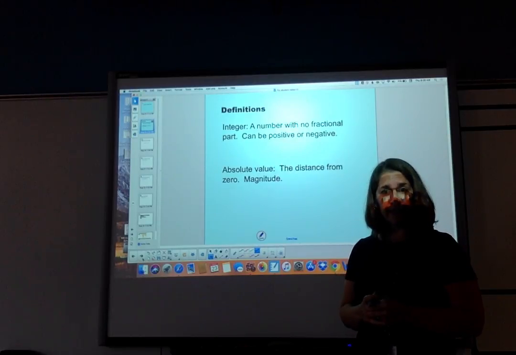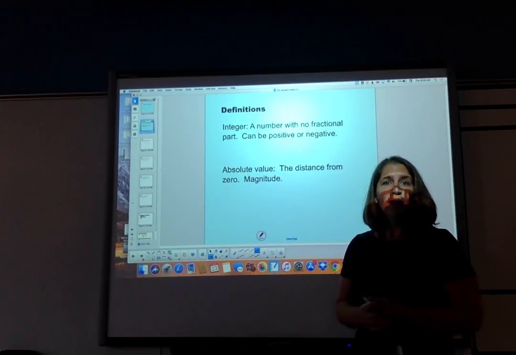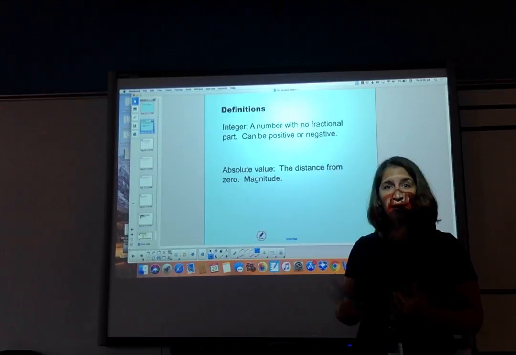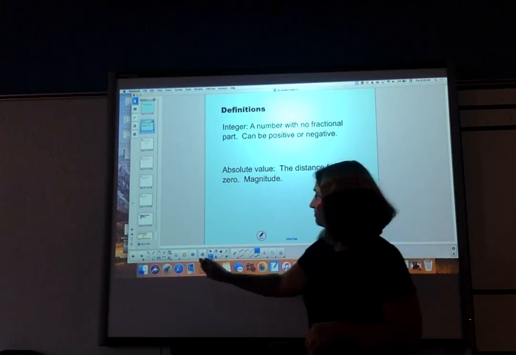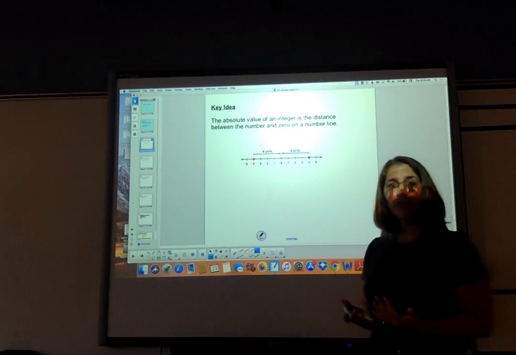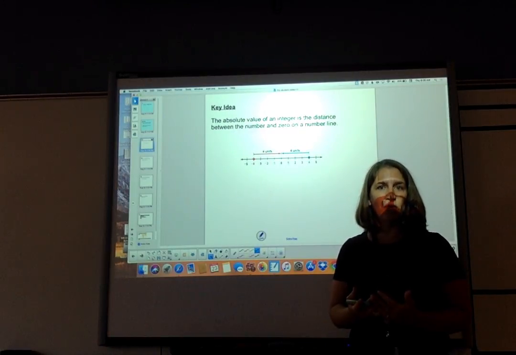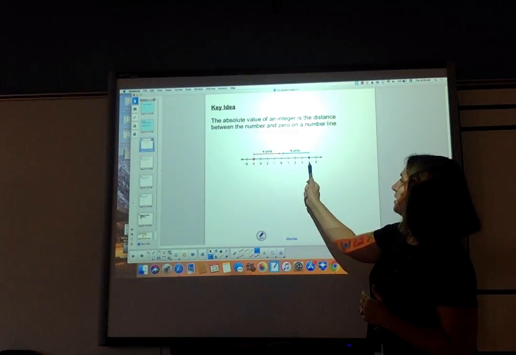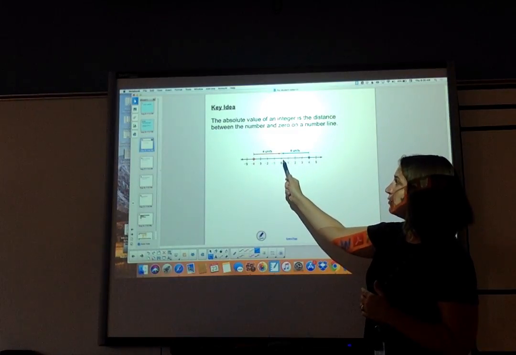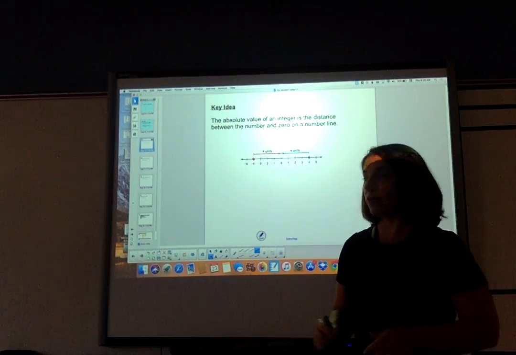Absolute value is your second definition. That's the distance that a number is from 0, or the magnitude. How big is it? We don't care whether it's positive or negative, just how big is it? So our key idea is that the absolute value of an integer is the distance between the number and 0 on a number line. So here we can see the number 4 is 4 units from 0. -4 is also 4 units from 0.